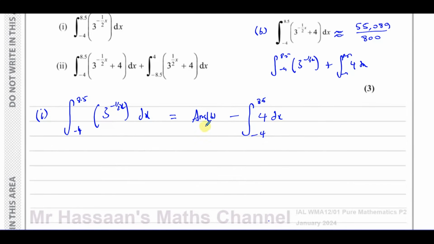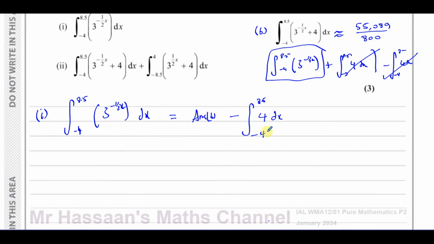Okay, it's going to be the same as the answer to part B, which is going to be all of this minus that. Because if I take away from this the integral between minus 4 and 8.5 of 4 with respect to x, these two will cancel out, leaving me with, okay, what they're asking us to find. So all I have to do is take my answer to part B and take away the integral of this.